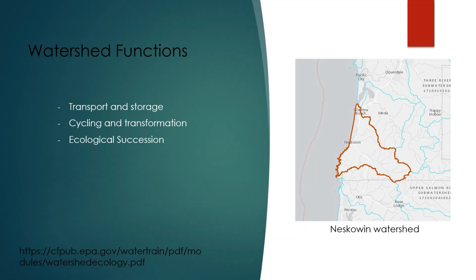So for this next section, which is part 2 of what is a watershed, we're going to discuss some watershed functions. I simplified it down into 3 main topics: transport and storage, cycling and transformation, and ecological succession. I got a lot of this information from an EPA watershed training module. The link is there at the bottom. If you're interested, there's a lot more information on that website. It's really accessible, and so I'd recommend checking that out.